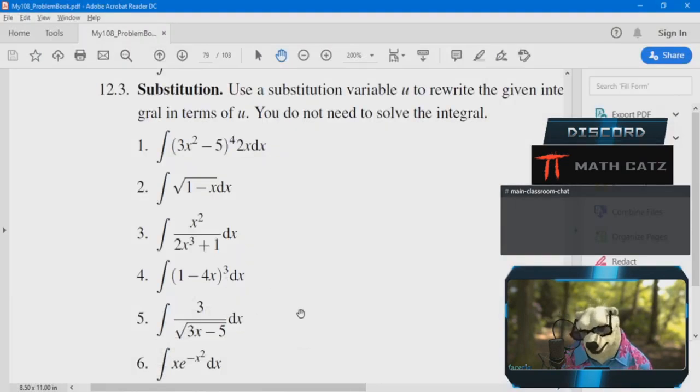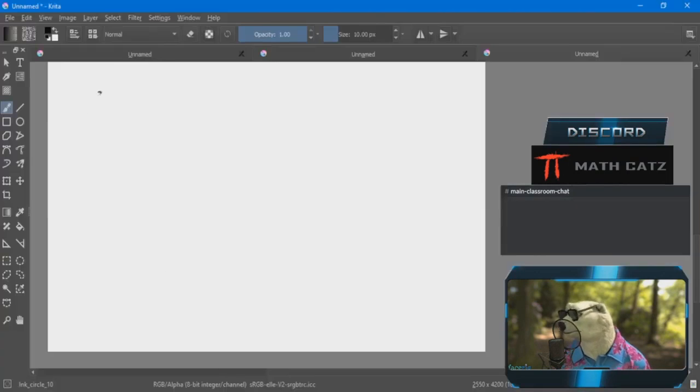Let's see. Let's do number 3. I don't want to skip any of these. Well, I'll skip number 4. That one's a little straightforward. Number 3, x squared over 2x cubed plus 1. Did I remember it right?